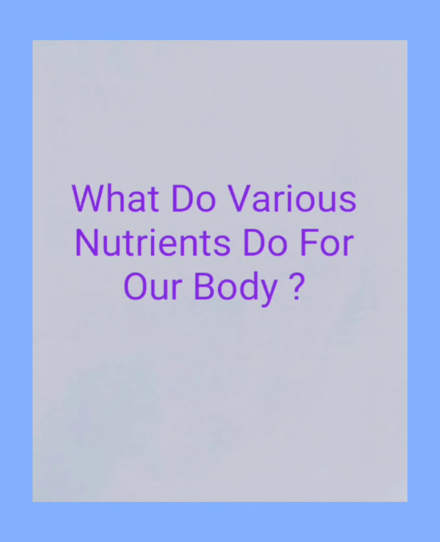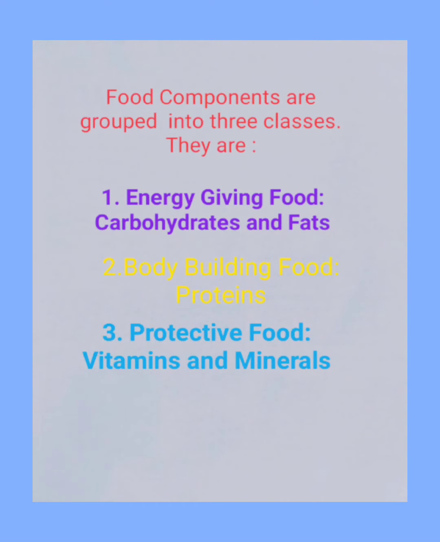What do various nutrients do for our body? Food components are grouped into three classes. They are energy giving food. The carbohydrates and fats are energy giving food. Body building food. The proteins are body building food. Protective food. Vitamins and minerals are protective foods.